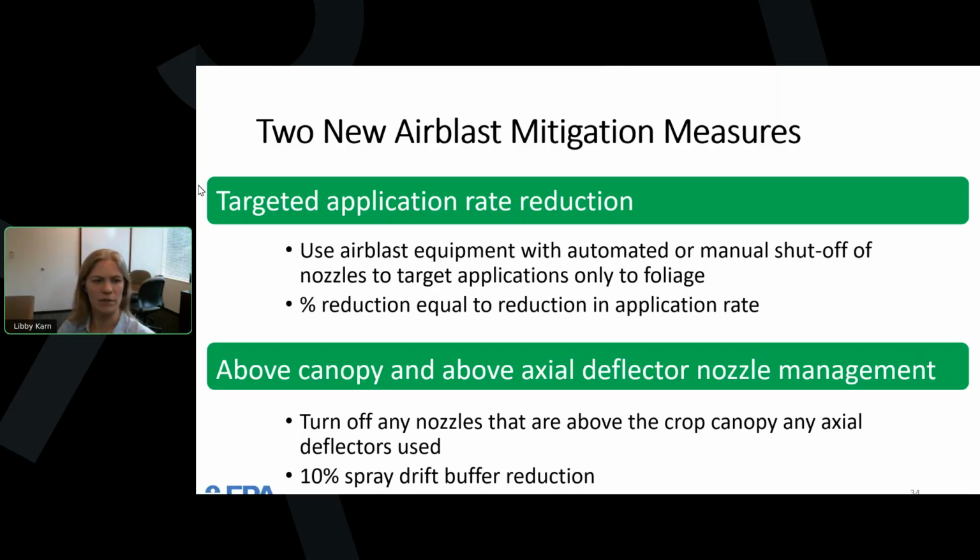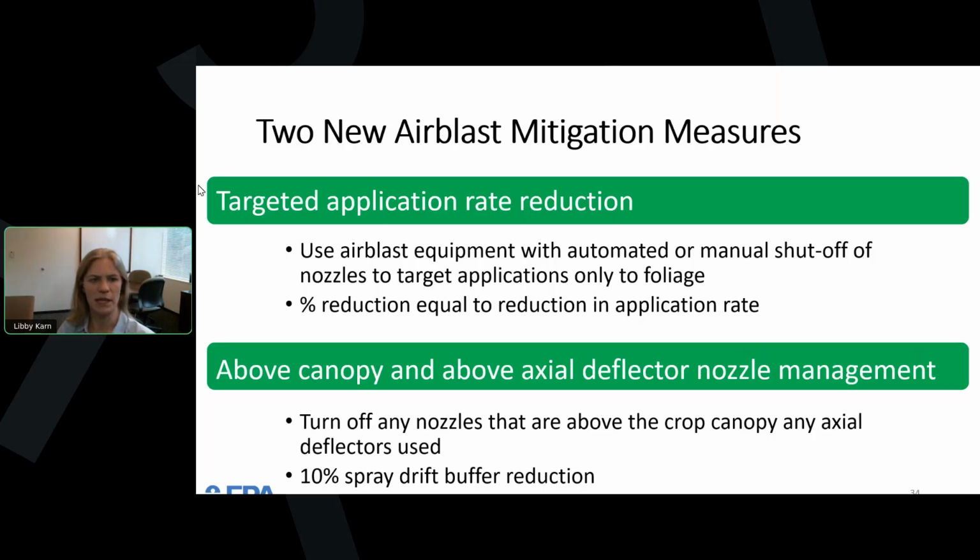The amount of rate reduction achieved is going to depend on the foliage density of the orchard. The percent reduction in the spray drift buffer distance is equal to the percent application rate reduction. So a 50% rate reduction means the spray drift buffer distance can be reduced by 50%.